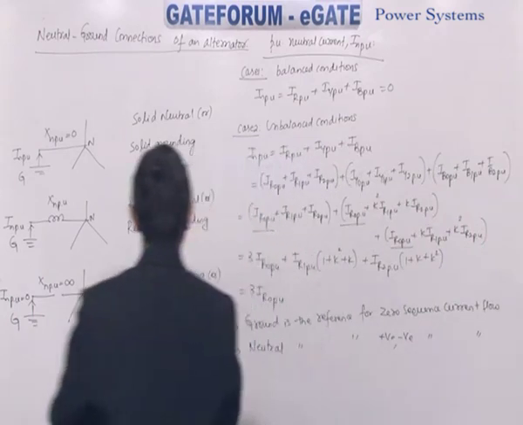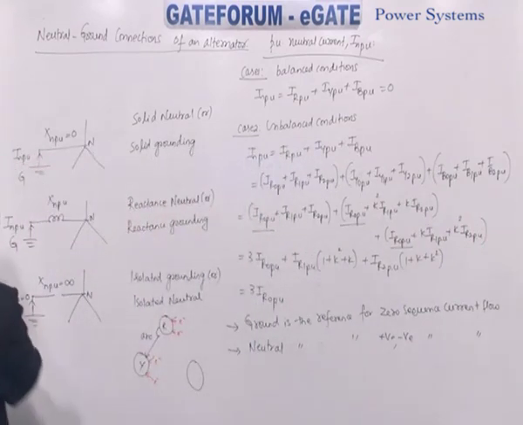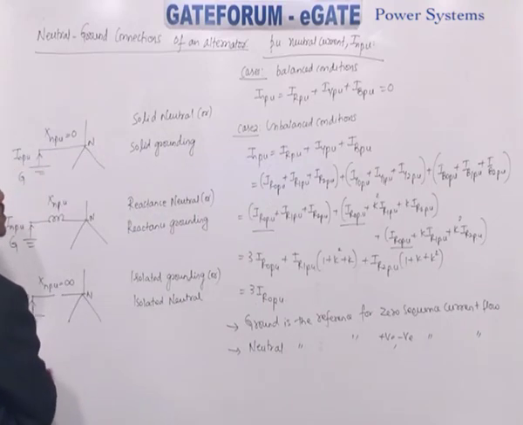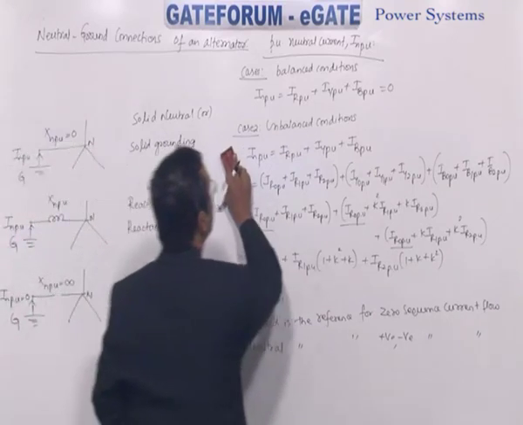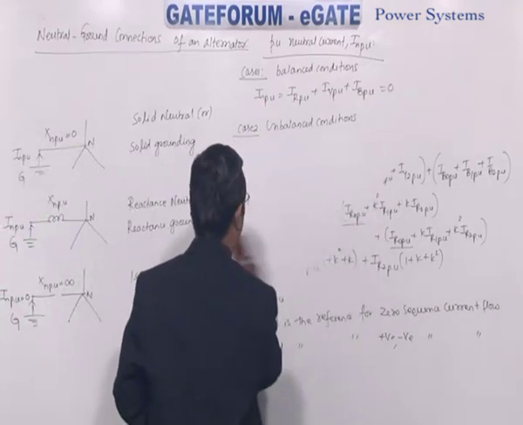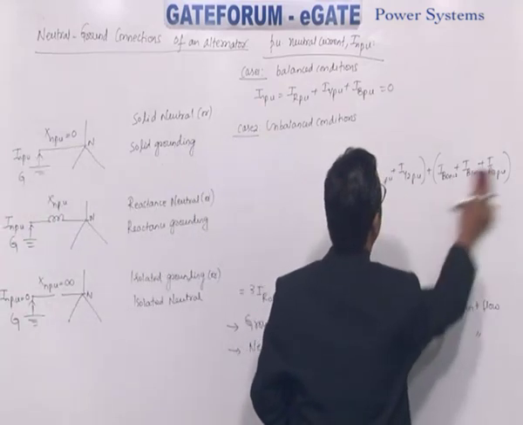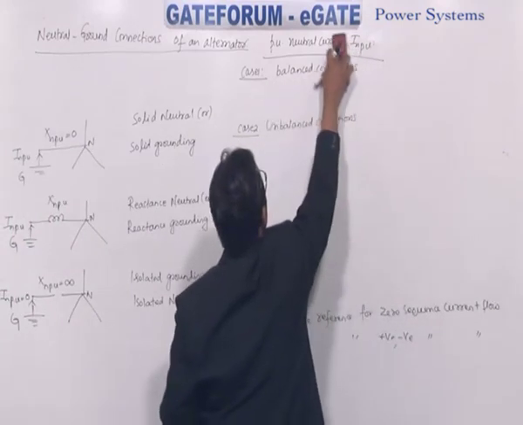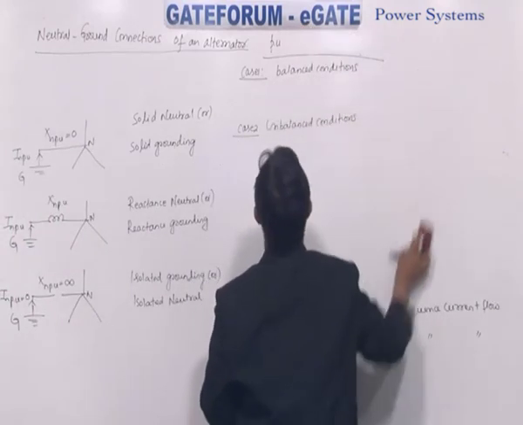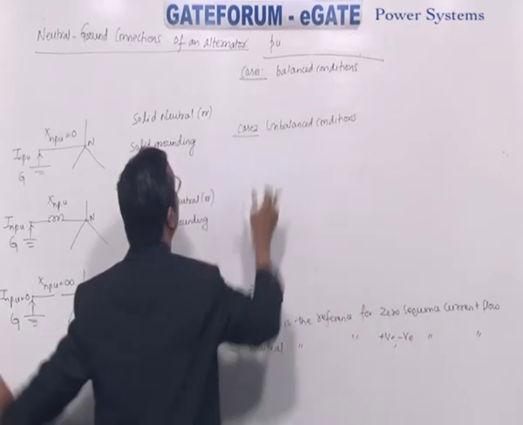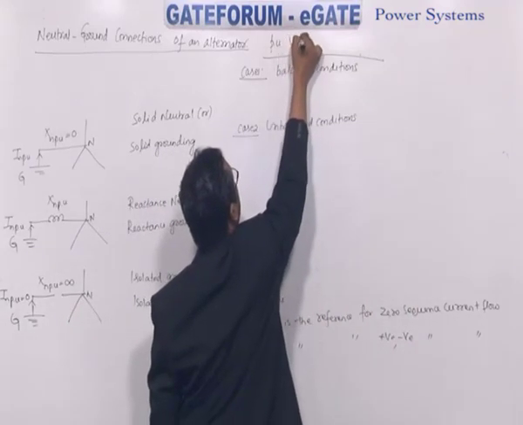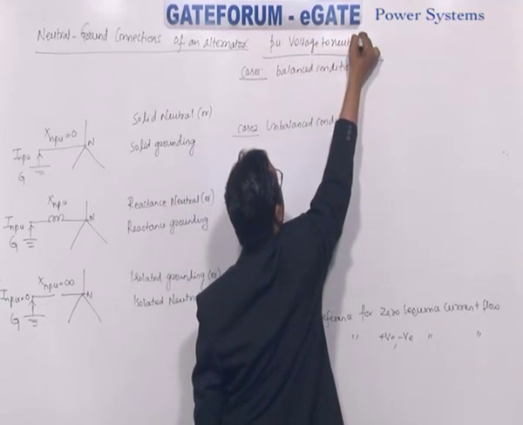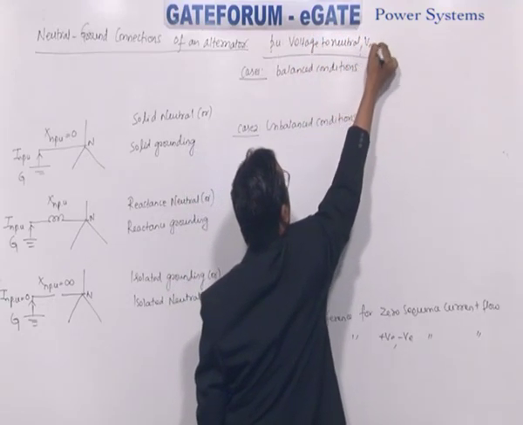So this is how you represent the per unit neutral current. Once you know the per unit neutral current, now we have to find out the per unit voltage to neutral. So now we have to calculate the per unit voltage to neutral, Vn per unit.